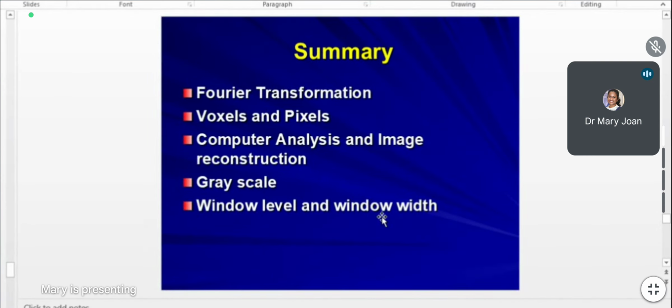And voxels and pixels: the three-dimensional space is called a voxel and the two-dimensional space of a matrix is a pixel. Computer analysis and image reconstruction take place and the result is displayed as a grayscale, and window level and window width are there. At what level and how broad each window is again helps us to have a contrast image or distinguish between different things as different.